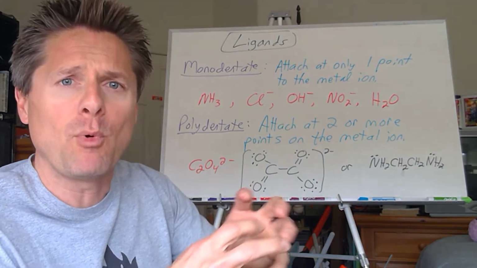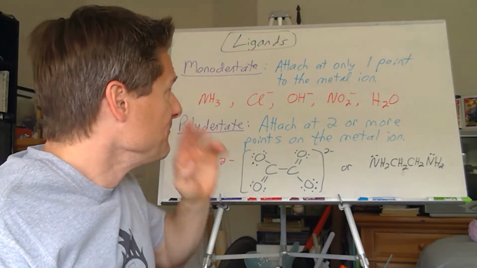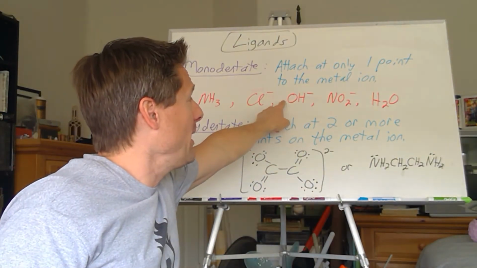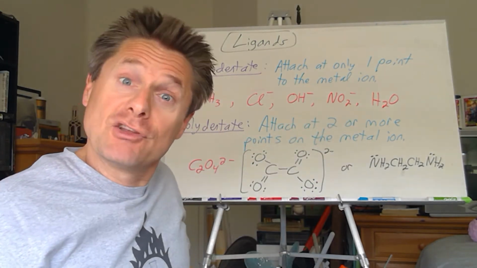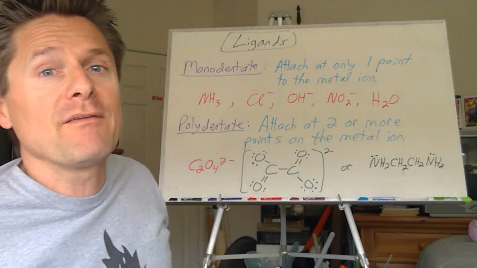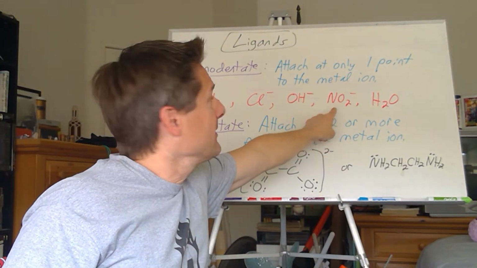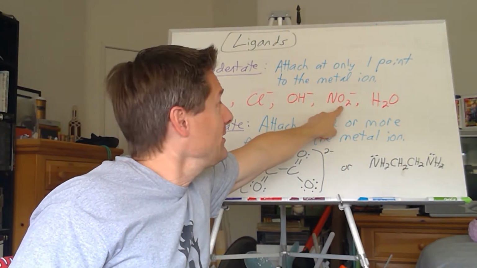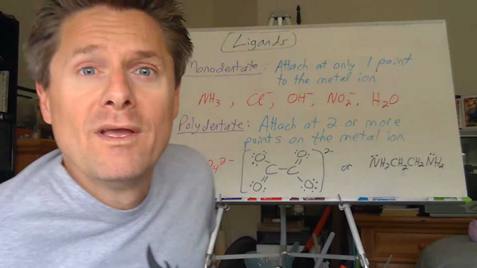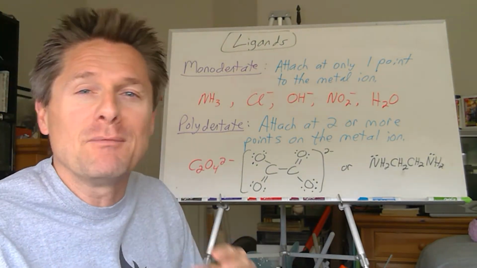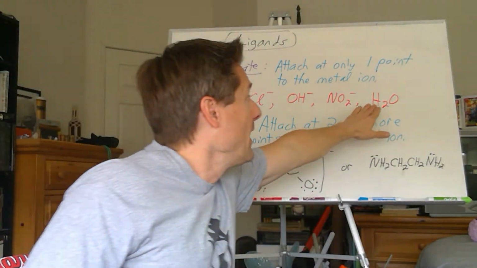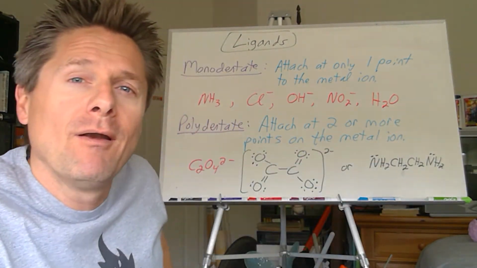To attach at more points, it has to have more than one atom. Hydroxide has a lone pair here. The nitrite ion has a lone pair on the nitrogen and on the oxygen. So what's going to be weird when we name things is we have to find out whether the nitrite ion is attaching with a lone pair on the nitrogen or on the oxygen. You get these weird names like nitro and nitrito depending on which atom attaches. And then water, of course, has a lone pair.